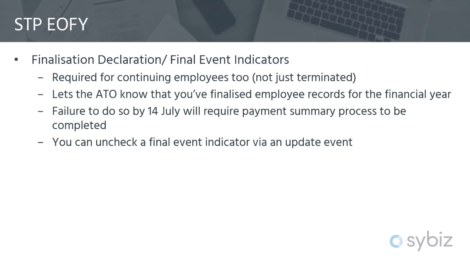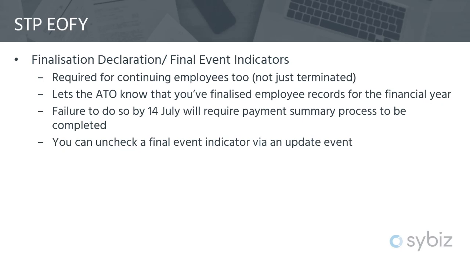For smaller employers last year, I think they had until the 21st or the 28th of July. Larger employers had the 14th of July, but now it's been brought back to the 14th of July for everyone. Especially last year, there was a significant number of final submissions received on or before the 1st of July, somewhere in the order of 80%. It was really quite significant, and we expect that to be the same again this year.